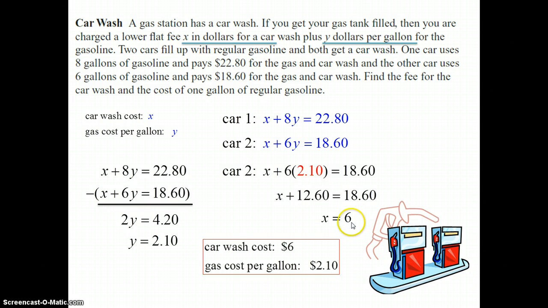And I can verify this by substituting the 6 and the 2.10 into our system to see if it makes each equation true.